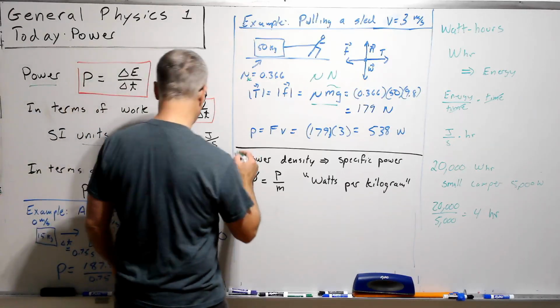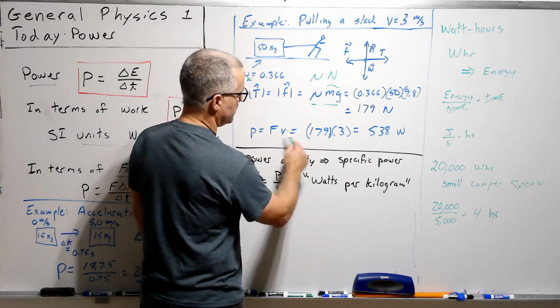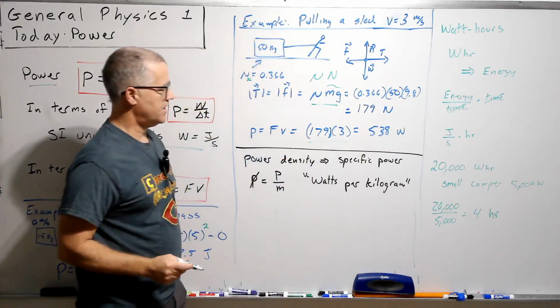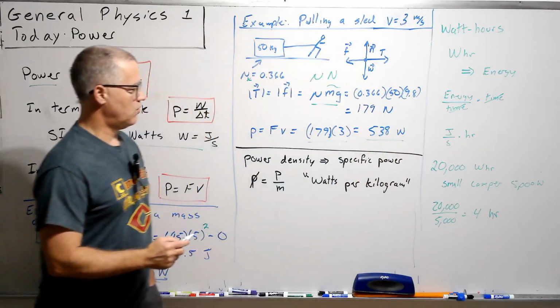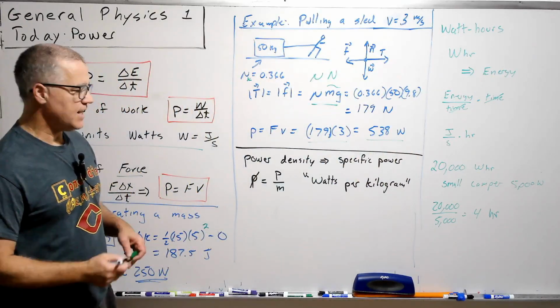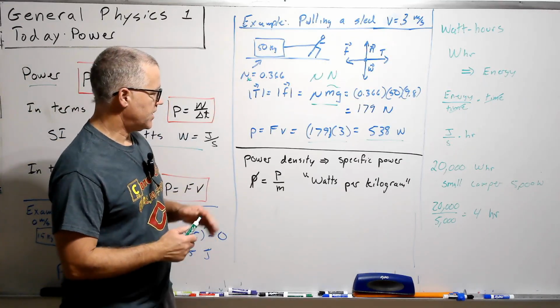So the power, let's use this formula. Power is the magnitude of the force times the speed. So we take 179 times 3, and we get 538 watts.